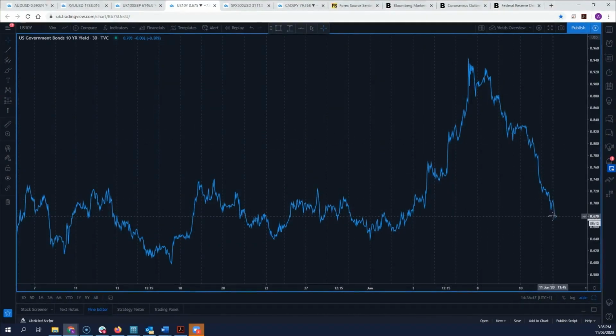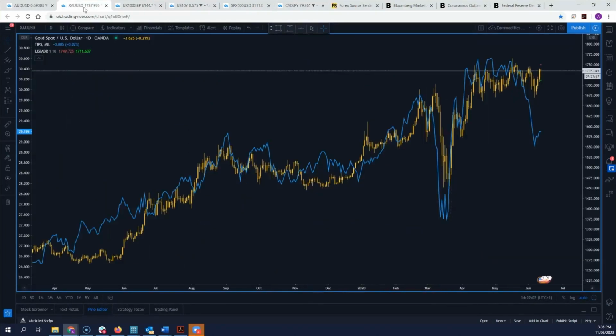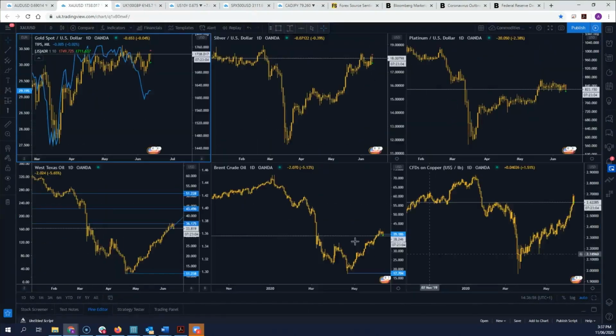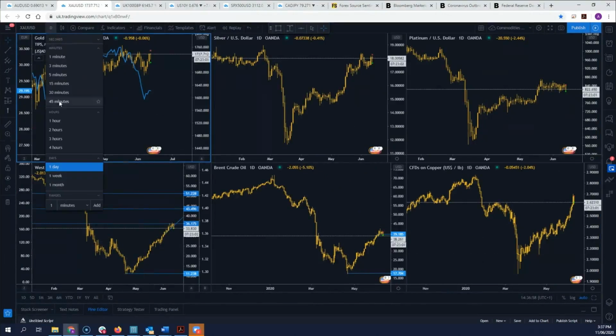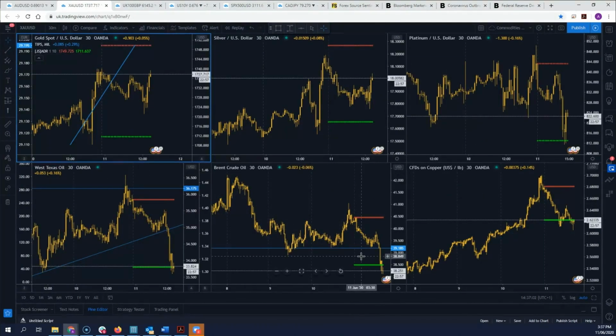And because yields are moving down, normally a sign of risk off, we can correlate that to other markets. Are equity markets moving down? Yes, they are. Are commodity markets moving down? Let's just go to a more intraday view. Commodity markets like WTI, Brent crude, copper are all moving down. So that's obviously indicative of that risk off flow.